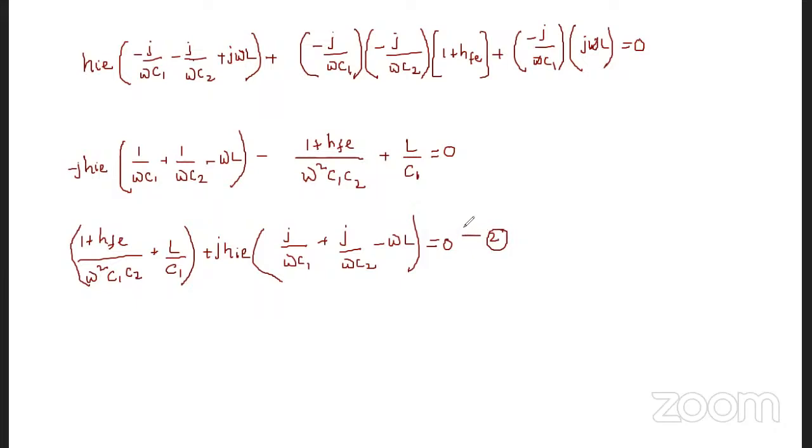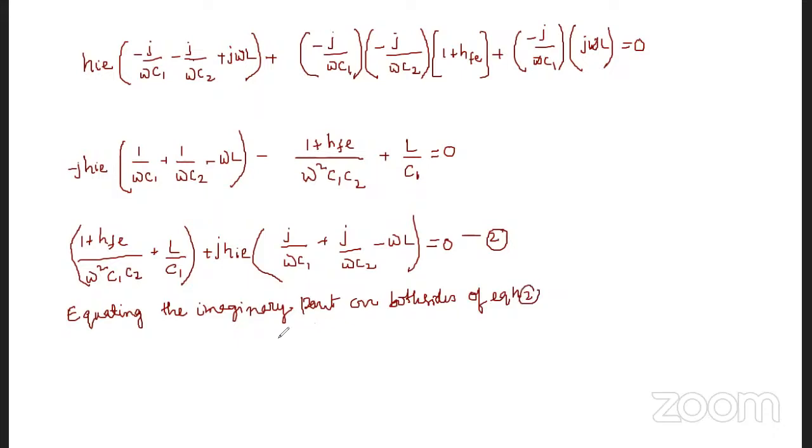Then after getting this equation, what we have to do is equate the imaginary part on both sides of the above equation 2. So if we equate the imaginary part, we get j by omega C1 plus j by omega C2 minus omega L is equal to 0.